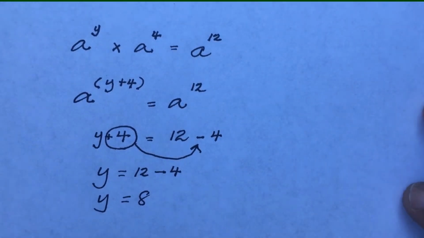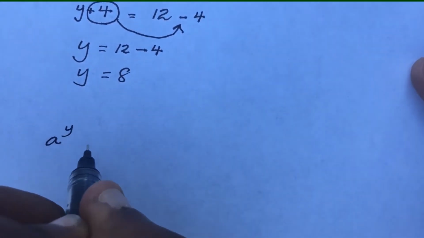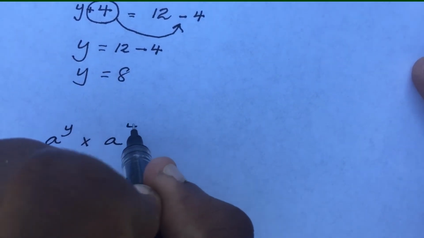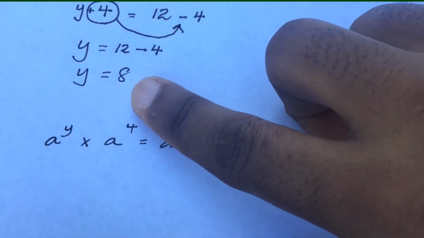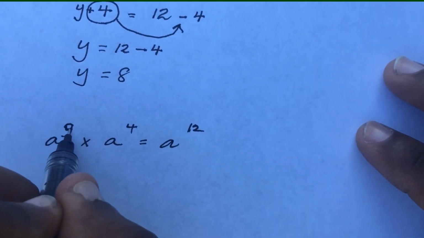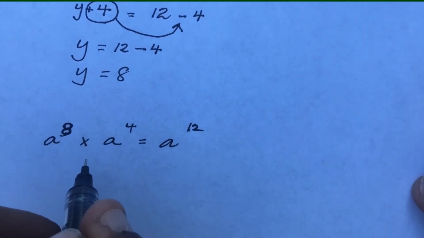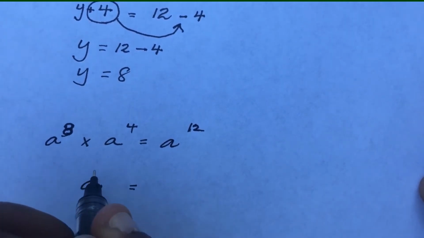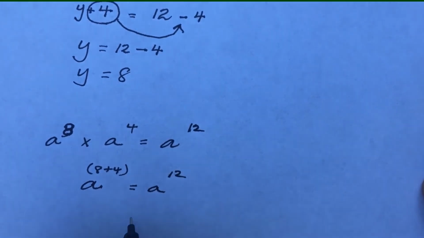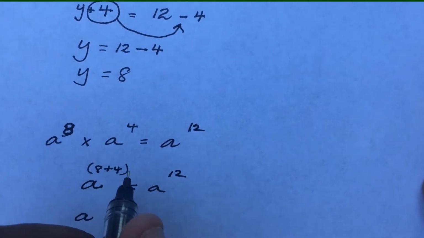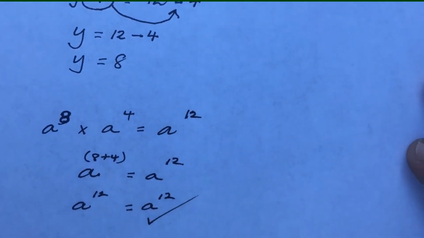Let's see if it actually makes sense. So we had a to the y times a to the 4 is equal to a to the 12. We said that we worked out y to be 8. So I'm replacing this y with 8. Because the bases are the same, I'm going to keep the base and just add the powers. Right? So 8 plus 4 is 12. Right? And a to the 12, they're both equal, so I know that that is correct.